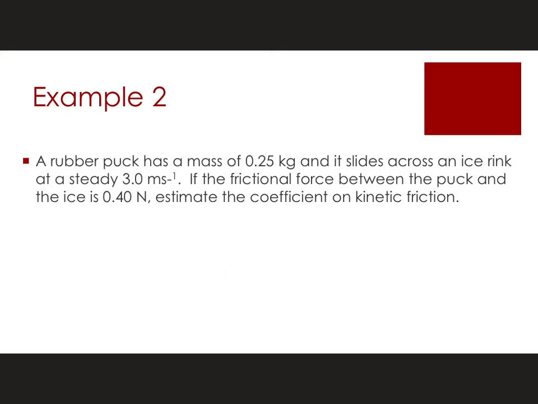Okay, a rubber puck has a mass of 0.25 kilograms. It slides across an ice rink at a steady 3 meters per second. Again, the steady 3 meters per second tells us that it's going at a constant speed, and therefore all of the forces must be balanced. That means if it's moving forward, then if it's being pulled across, there is a force being applied that will equal the force due to friction.